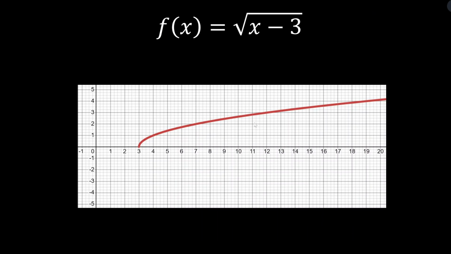We should be familiar with graphs of radical functions. 3 is the smallest x value. That's why the domain is x greater than or equal to 3. Every number bigger than 3 is represented in the domain. So we just see this abrupt stop. Nothing exists past there. That's what this kind of restriction looks like.